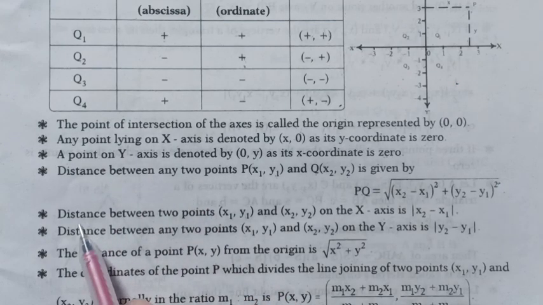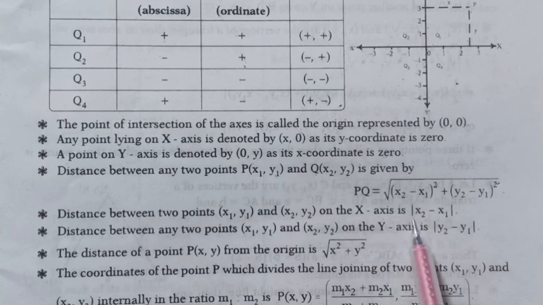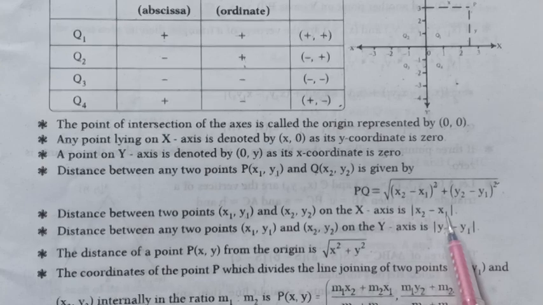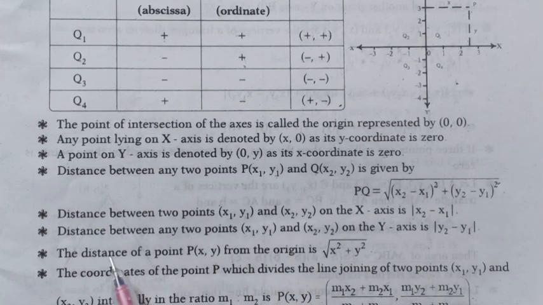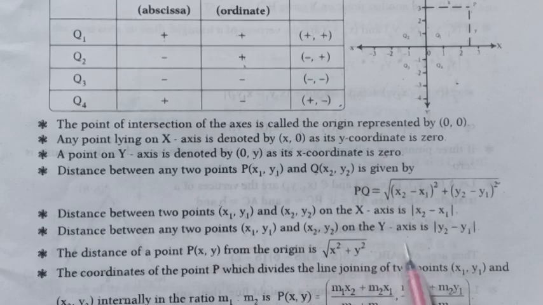And the next one, distance between 2 points (x1, y1) and (x2, y2) on the x-axis is modulus of x2 minus x1, because on the x-axis y is 0. Next, distance between 2 points on the y-axis, that means x is 0. We know that on the x-axis y is 0, on the y-axis x is 0. So take only y2 minus y1 distance.